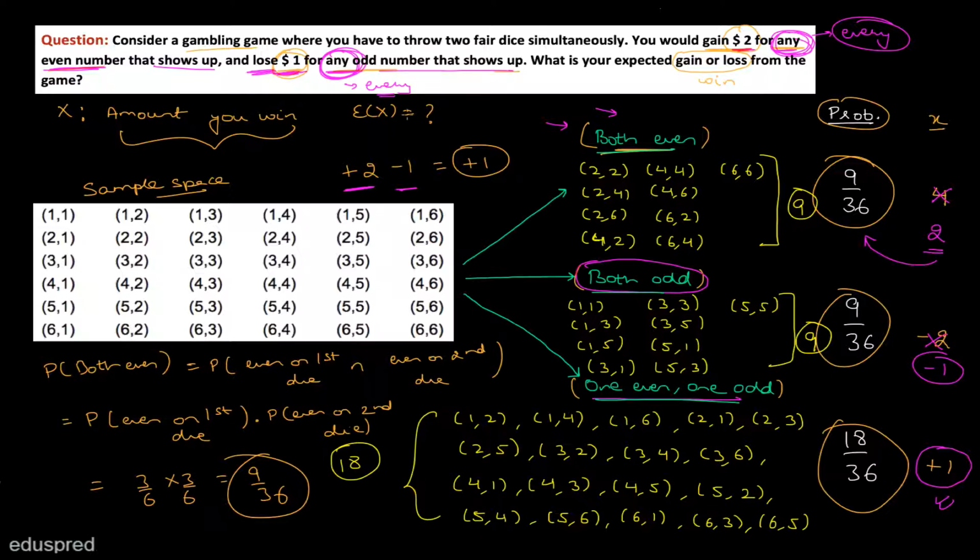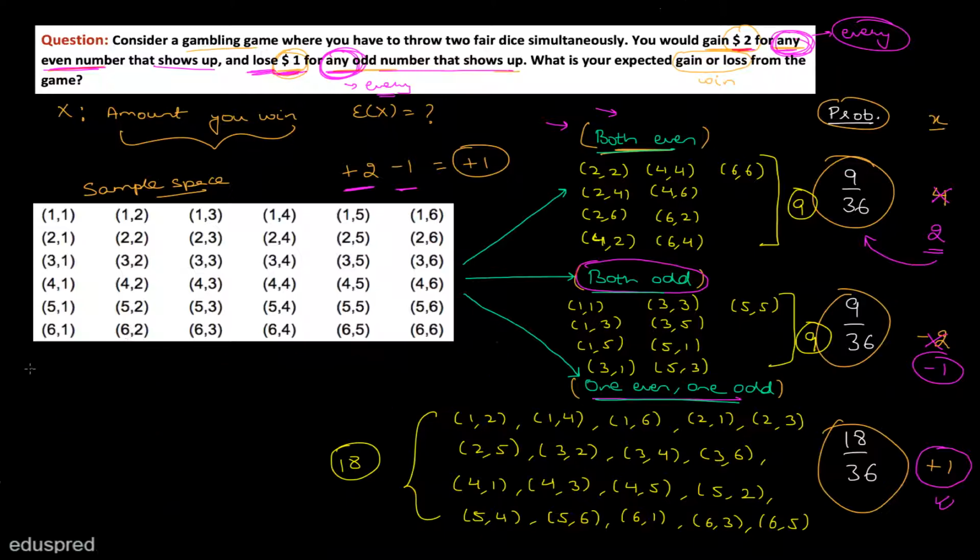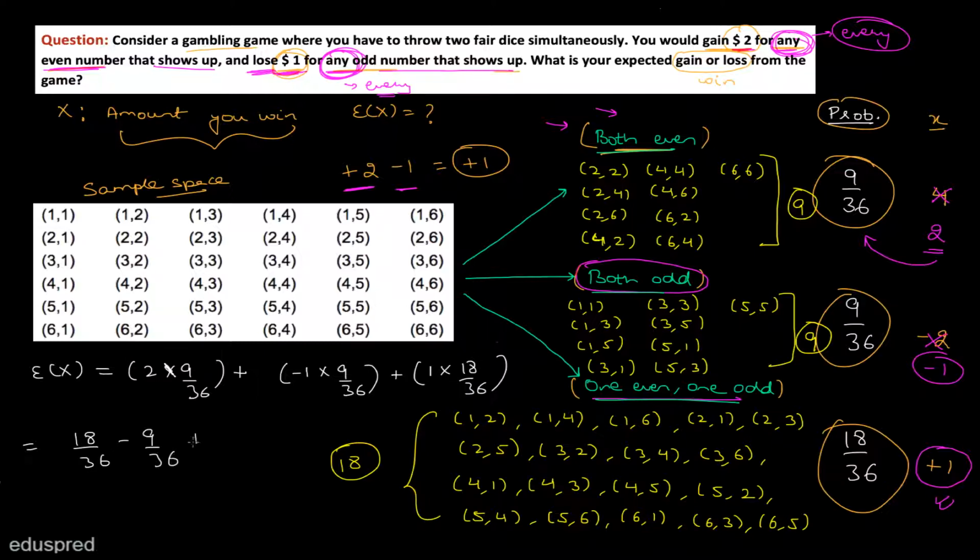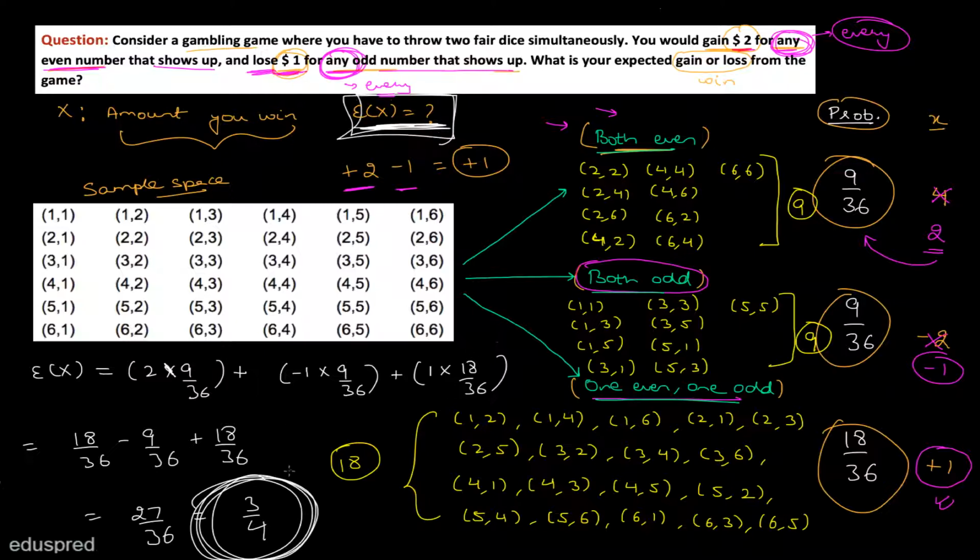So now we just have to apply the formula to calculate the expected value of x. Expected value of x is equal to 2 multiplied by 9 by 36, plus -1 multiplied by 9 by 36, plus 1 multiplied by 18 by 36. So this is equal to 18 by 36 minus 9 by 36 plus 18 by 36, which is equal to 27 by 36, which is equal to 3 divided by 4. So the right answer is 3 divided by 4. The expected value of x is 3 divided by 4.